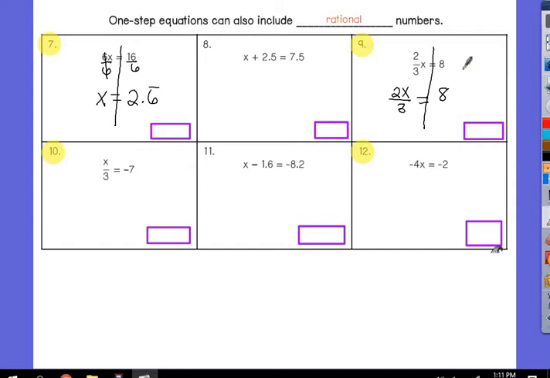So, do you think X, of course X wants to be alone. Would he get rid of the creeper first or his partner? Creeper first. Creeper always goes first. So I'm going to multiply by 3 first. Creeper's got to go. Then I have the married couple. 8 times 3 is 24.